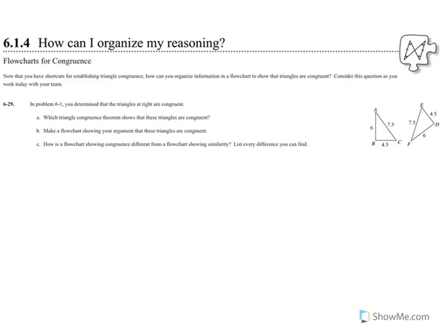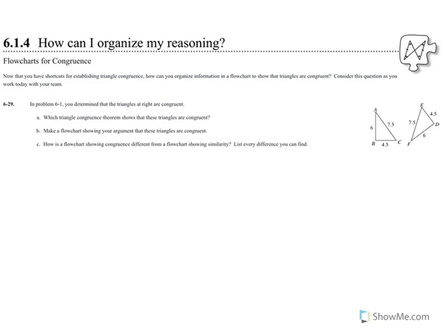So this says, now that you have shortcuts for establishing triangle congruence, how can you organize information in a flowchart to show that triangles are congruent? Consider this question as you work today with your team. You're kind of working with me. You can work with a partner in class if you'd like.